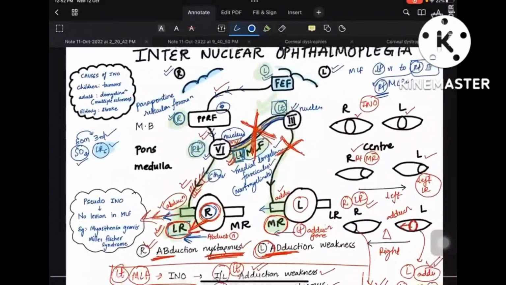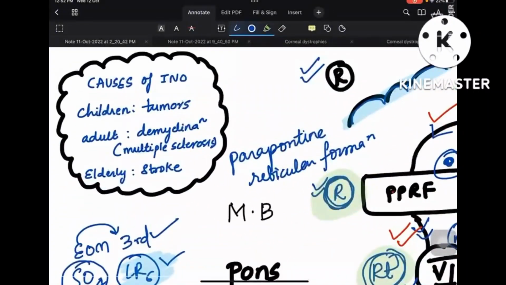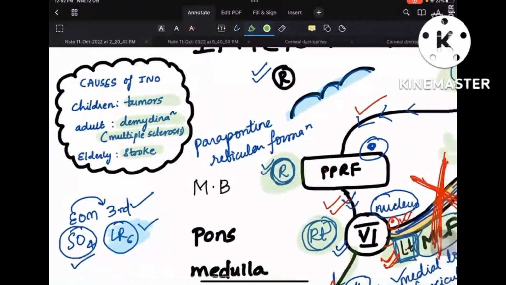Now let us understand the etiology of INO. So the causes of INO that you need to know are, in children it is tumors, and in adults it is demyelinating disorders like multiple sclerosis, and in the elderly it is stroke. That's just a factual point: tumors, multiple sclerosis and stroke.